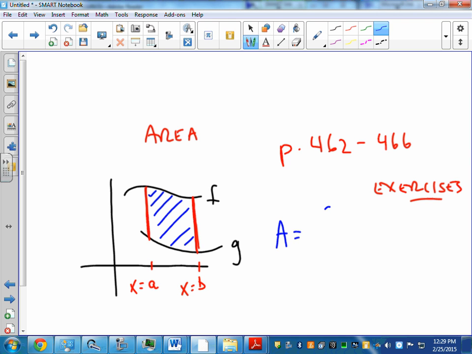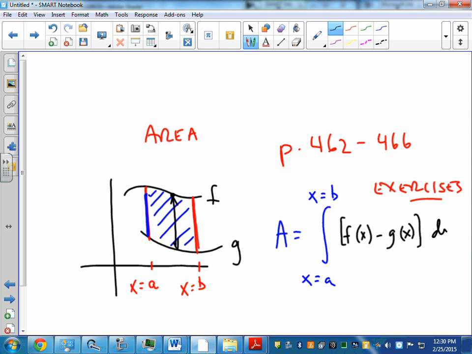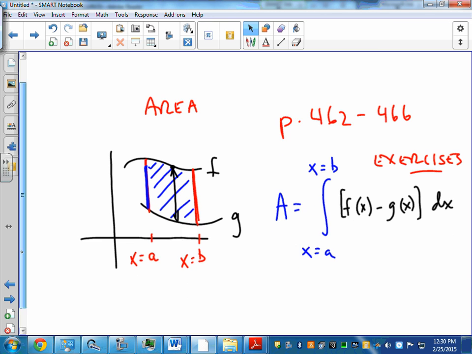So we're going to integrate from x is equal to a, that's the left-hand boundary, if you will, out to x is equal to b, upper and lower limits of integration. Probably better think of it as left and right. And the integrand is going to be the distance between f and g, so this vertical distance in here. Your textbook calls it f of x take away g of x. So figure out that difference and then integrate with respect to x. Pretty easy.